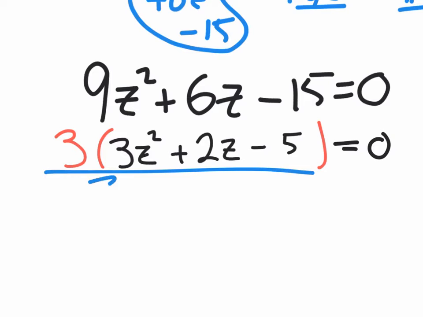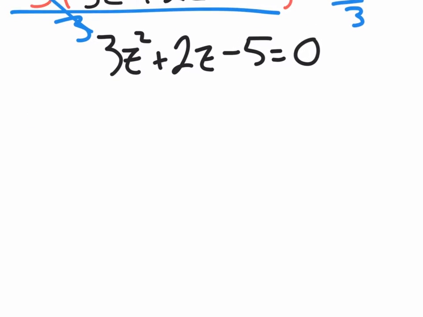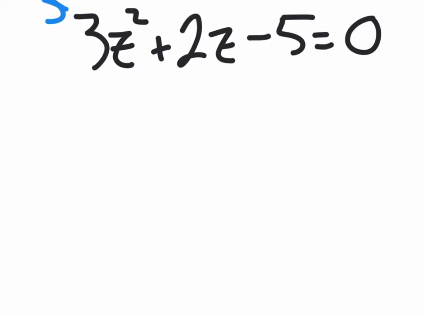Now, because this is an equation, because it is equal to 0, then technically you could divide this whole side by 3, which cancels it out, and divide this whole side by 3, and 0 divided by 3 is still 0. So in reality, you just have the quadratic trinomial 3z squared plus 2z minus 5 equals 0. And now we could jump to the long process of multiplying a times c and all that good stuff.